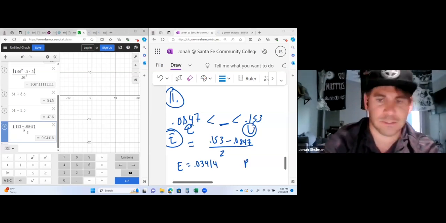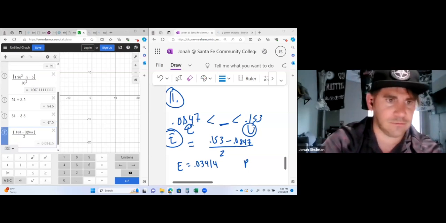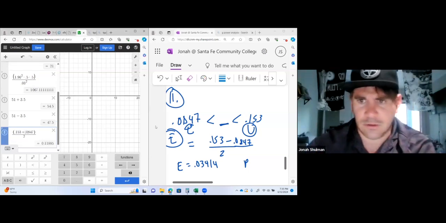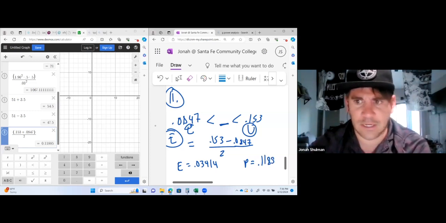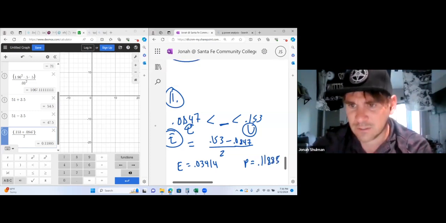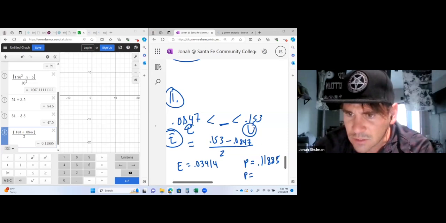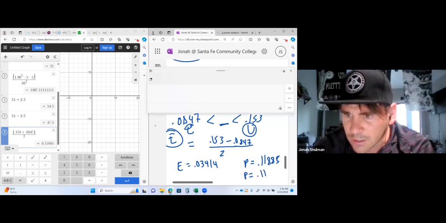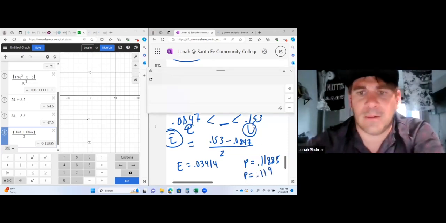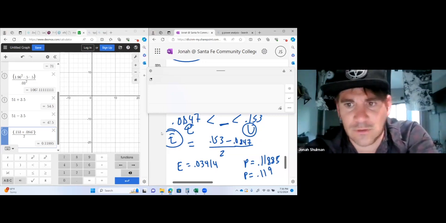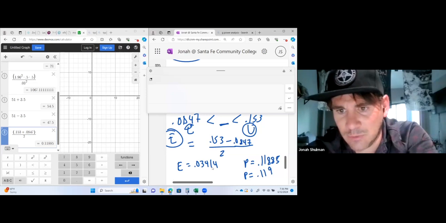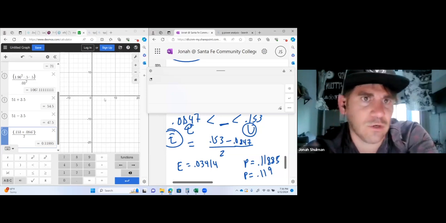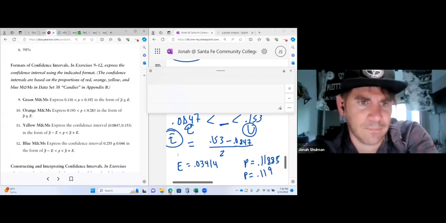I'm just going to make this a plus sign, and then we can check it because it's math. So it's 0.11885. We want it to 3 significant digits, so I'm just going to do 0.119. What's another way to write this? If I take 0.119 and minus 0.03, I get 0.08. If I take 0.119 and add 0.03, I get 0.153. That's how it works.